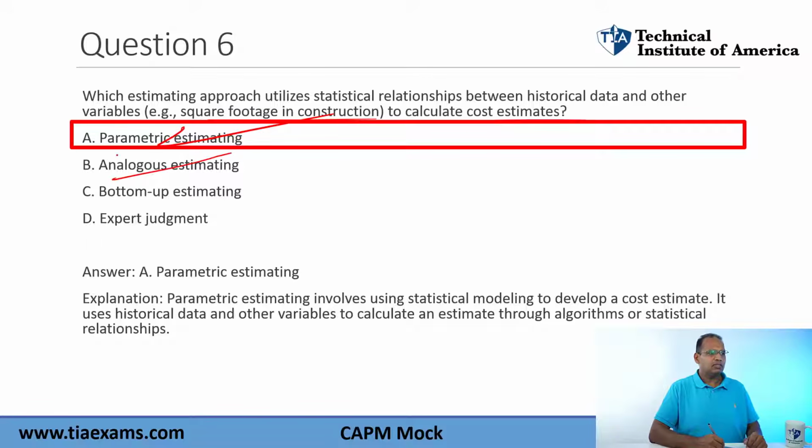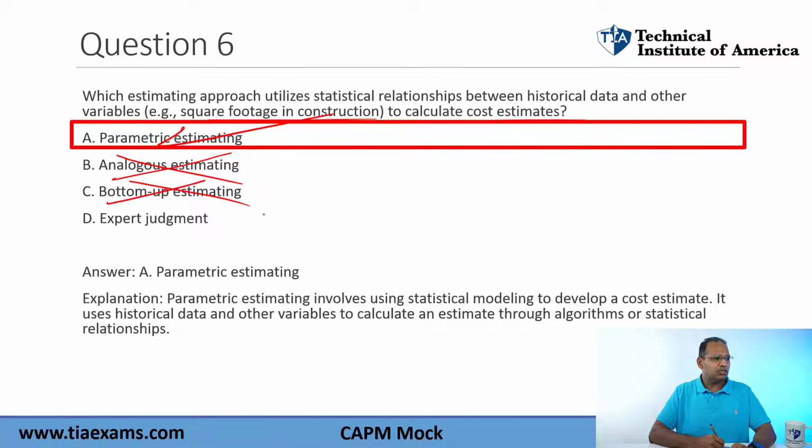Analogous estimation is not correct here because analogous estimation is using historical information to actually estimate how long or how much something is going to cost. For example, last time I painted a 200 square foot room, they said it's going to take 2 days. Well, 200 square foot room, how long is it going to take right now? 2 days. Notice they didn't really analyze the work.